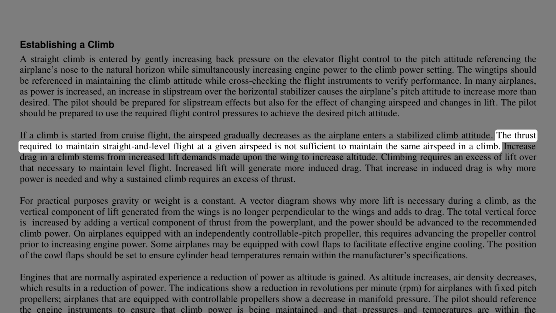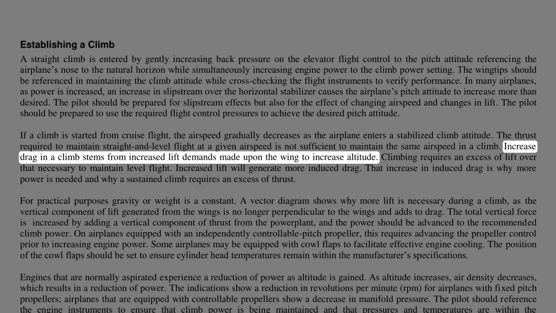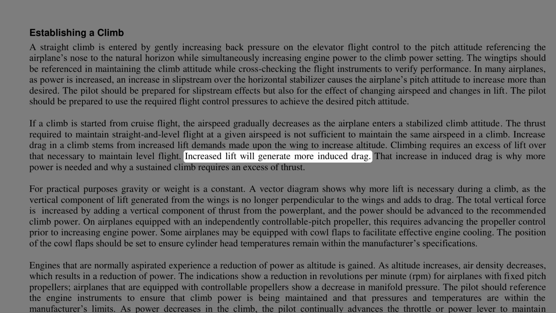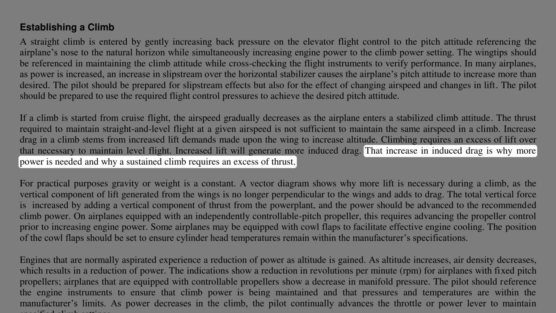The thrust required to maintain straight and level flight at a given airspeed is not sufficient to maintain the same airspeed in a climb. Increased drag in a climb stems from increased lift demands made upon the wing to increase altitude. Climbing requires an excess of lift over that necessary to maintain level flight. Increased lift will generate more induced drag. That increase in induced drag is why more power is needed and why a sustained climb requires an excess of thrust.